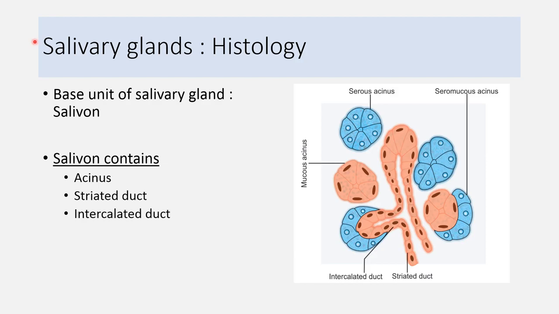Histology of salivary glands. The basic unit of the salivary gland is the salivon. A salivon contains acinus, both the serous as well as the mucous type of acinus, striated ducts and intercalated ducts. All these three together are known as the salivon.